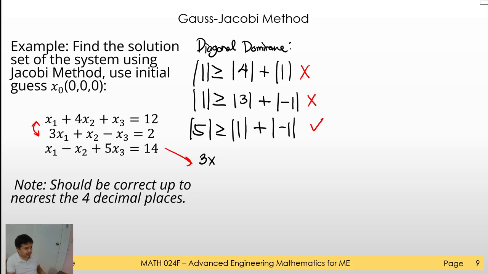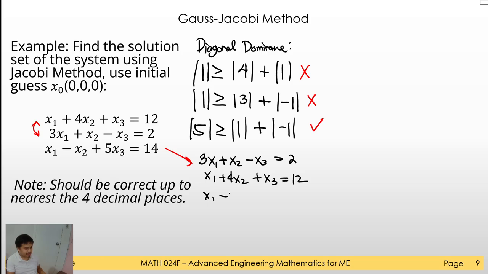So we have 3x1 plus x2 minus x3 is equal to 2. So change everything in this row, and then swap this with the first row. So we have x1 plus 4x2 plus x3 is equal to 12. And then we have x1 minus x2 plus 5x3 is equal to 14.